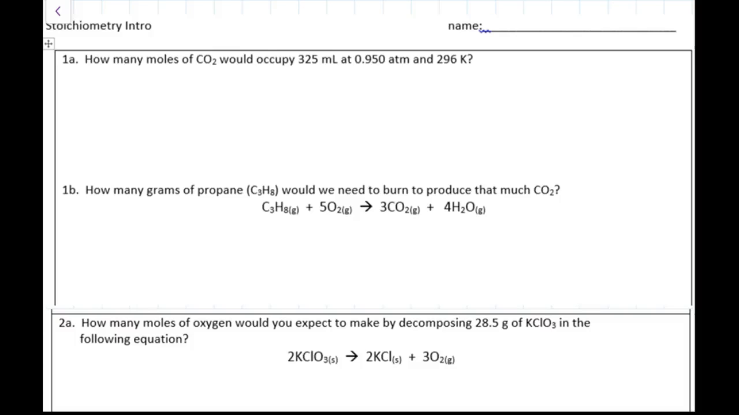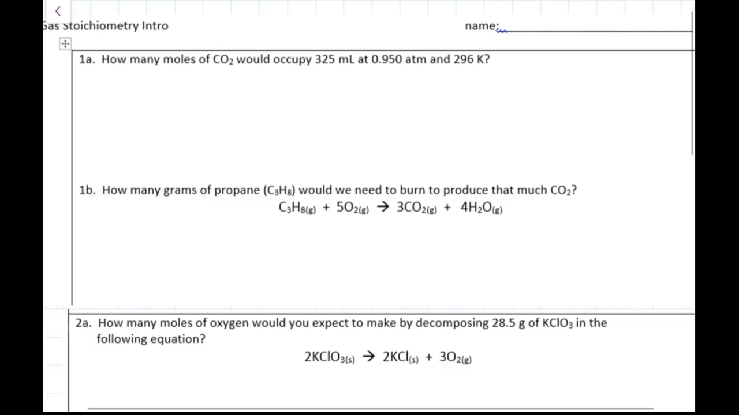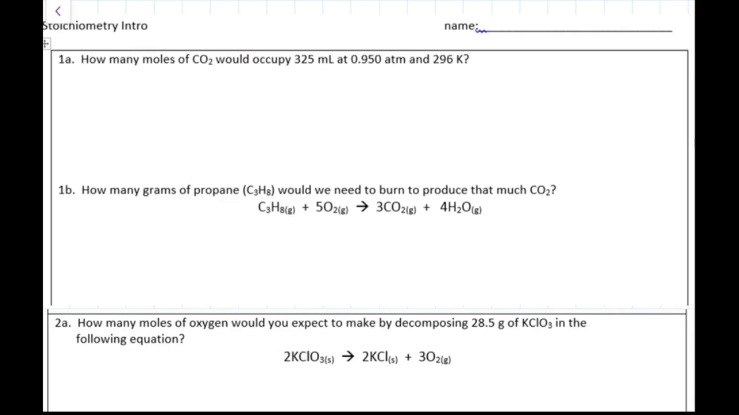We're going to start talking about gas stoichiometry, and to do that we're going to break it down and go slowly bit by bit here, because some of this is gas laws, the ideal gas law, PV equals nRT, and some of it is stoichiometry. So you just have to be able to tell at what part you need which of those two components.